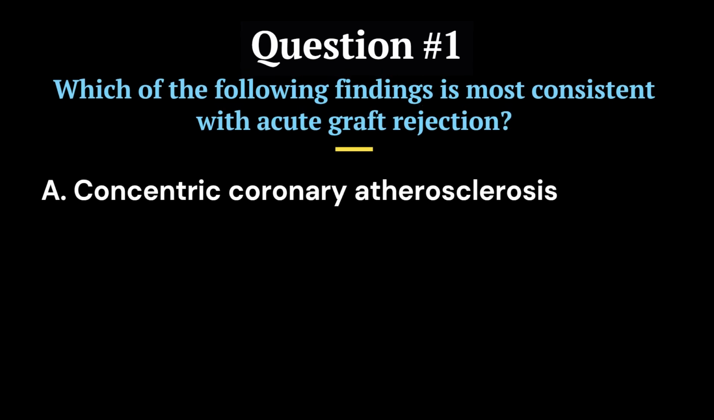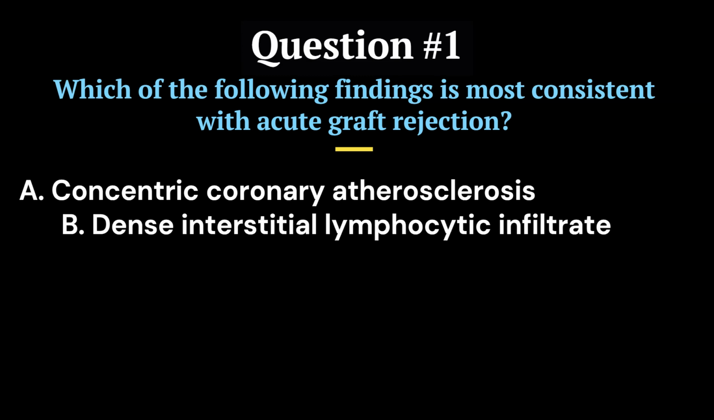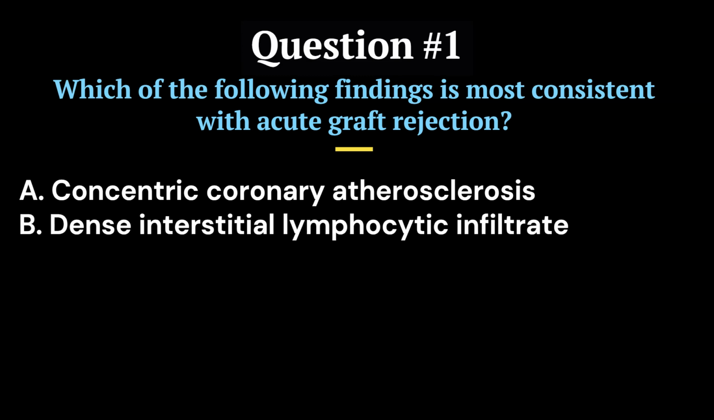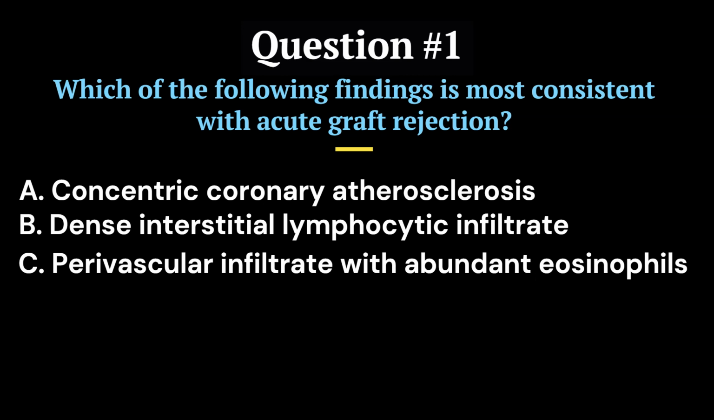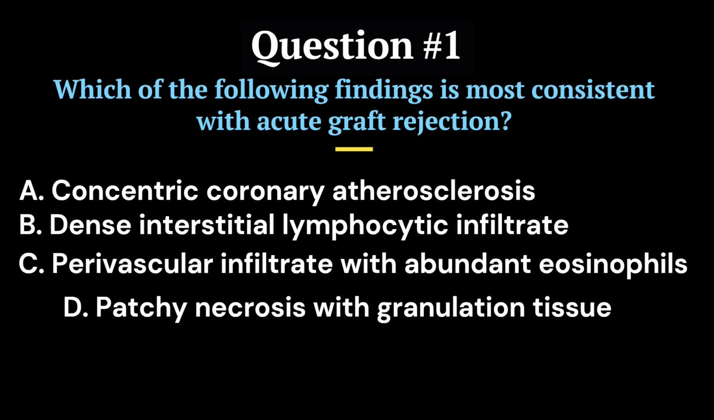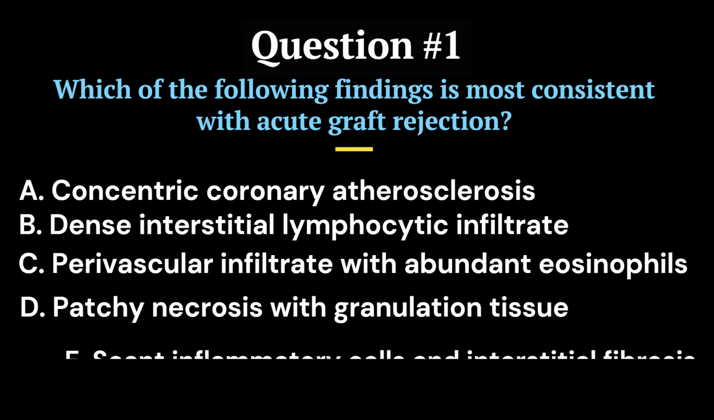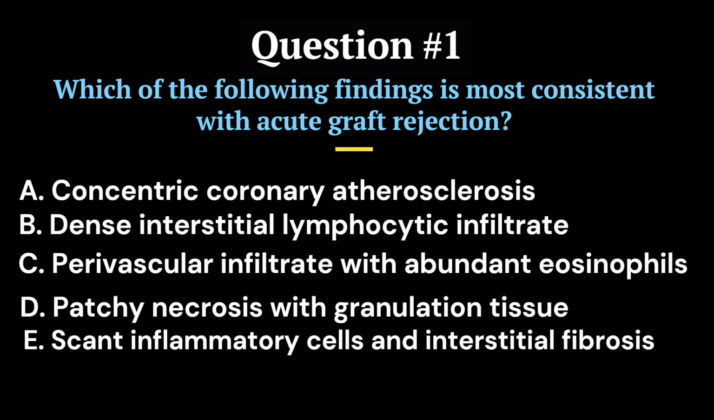A. Concentric coronary atherosclerosis. B. Dense interstitial lymphocytic infiltrate. C. Perivascular infiltrate with abundant eosinophils. D. Patchy necrosis with granulation tissue. E. Scant inflammatory cells and interstitial fibrosis.